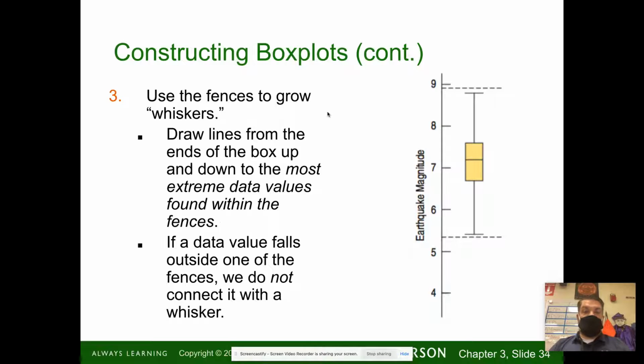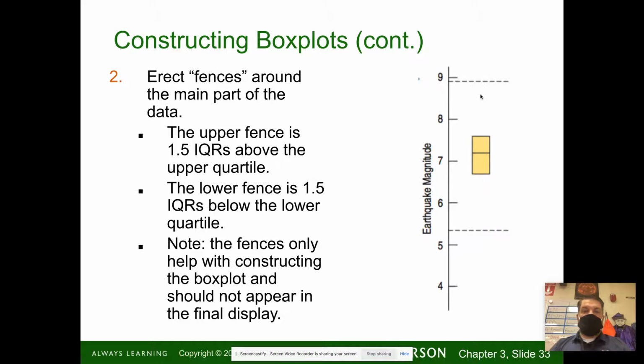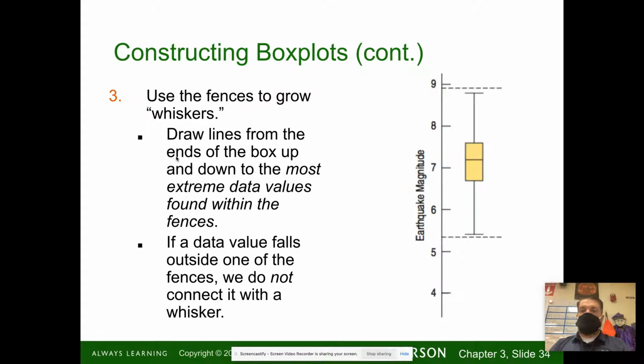Oh, I kind of skipped over this. So the whiskers don't go all the way to the max. The upper fence is going to be 1.5 IQRs above the upper quartile. Okay? So whatever your interquartile range is, you multiply that by 1.5, and that gives you this. Above and below the quartile ranges, right? So this is the 3rd quartile, and the distance from here to here is 1.5 times the interquartile range.